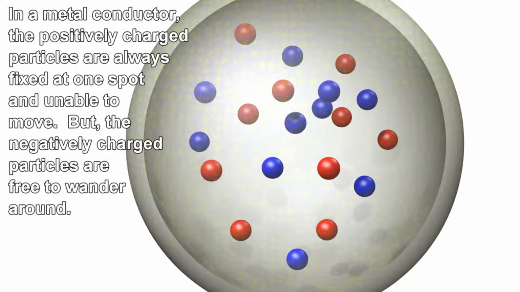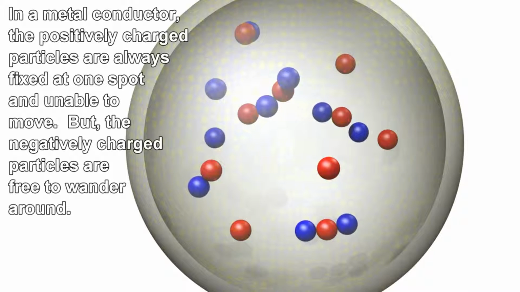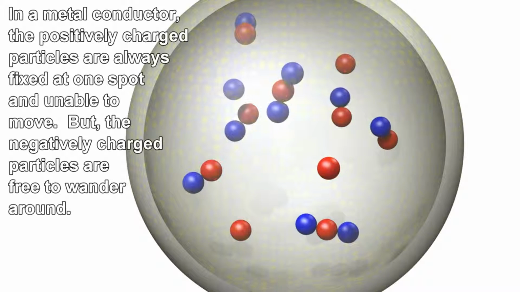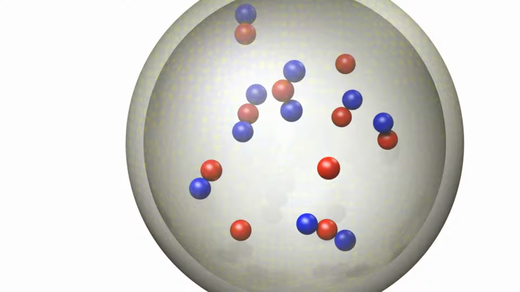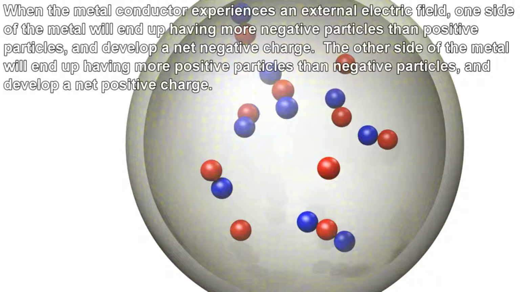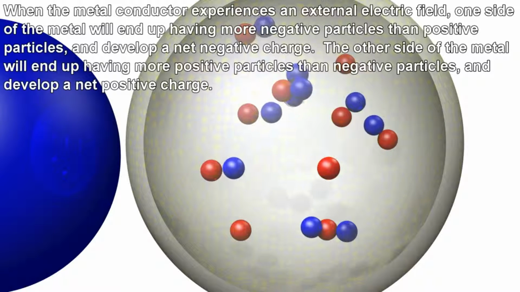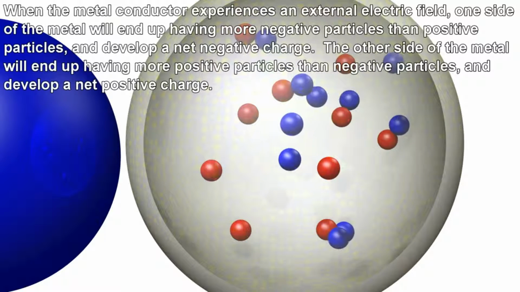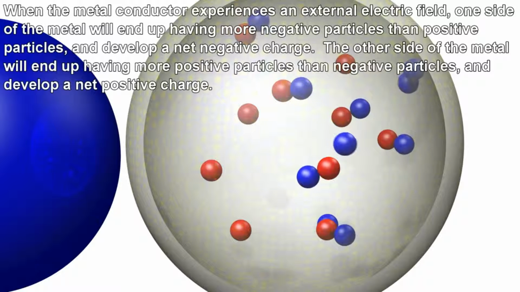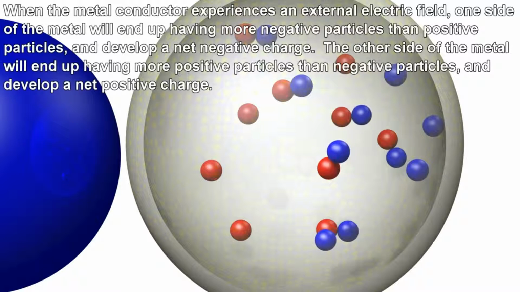In a metal conductor, the positively charged particles are always fixed on one spot and unable to move, but the negatively charged particles are free to wander around. When the metal conductor experiences an external electric field, one side of the metal will end up having more negative particles than positive particles and develop a net negative charge. The other side of the metal will end up having more positive particles than negative particles and develop a net positive charge.